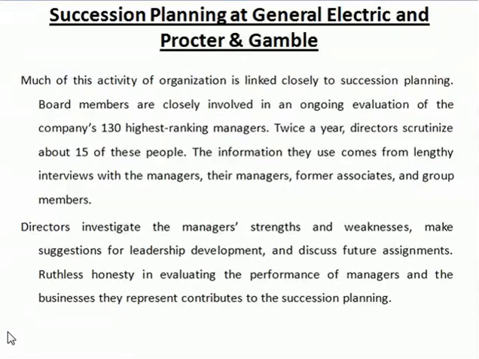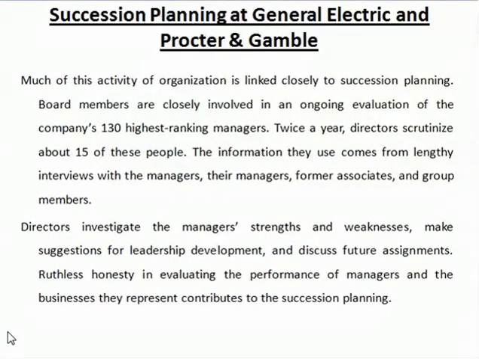Next we have succession planning at General Electric and Procter. These are situations which have been mentioned in the syllabus. What actually happens in this? Let me go through it. Here, much of the activity of any organization is linked very closely to succession planning. The members of the board are very closely involved in evaluating the company's 130 highest ranking managers. They do it twice a year.